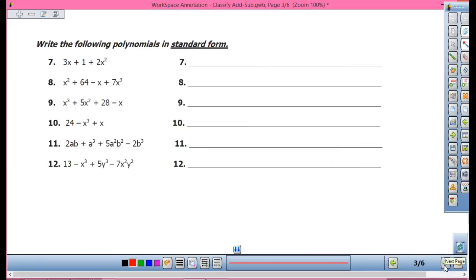All right. So writing these guys in standard form. Okay. Alphabetical order. Highest exponent first. So number 7, what has to come first? 2x squared comes first. Then what? Plus 3x. How did you know that it was going to be a plus 3x and not a minus? Yeah, because it's a positive. And then what? Plus 1. Good.